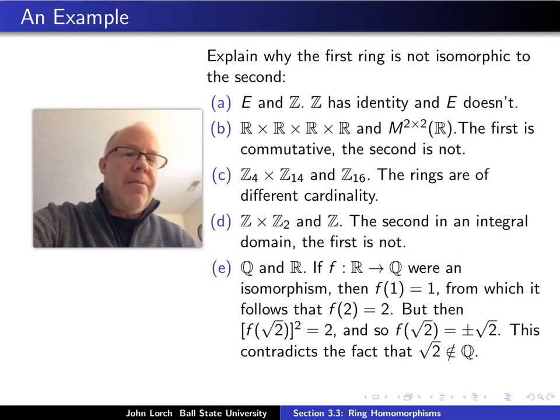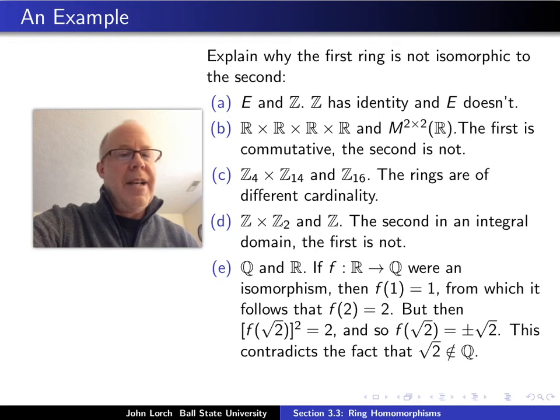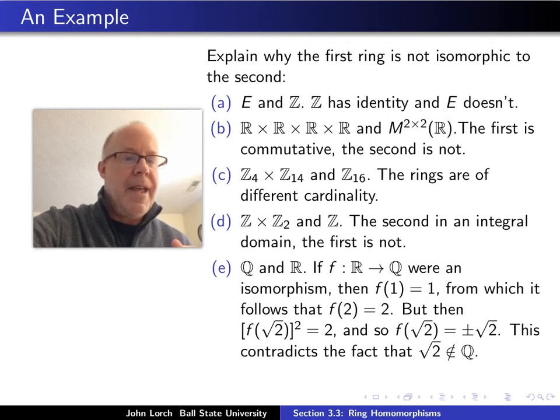Okay, part D, we have the ring of integers cross Z2 and the ring of integers. This one might cause us to think for a little bit. Remember that the second ring, the ring of integers, is an integral domain, meaning that there are no zero divisors. But the first ring does have zero divisors, and you might want to take a moment now and see if you can find a pair of zero divisors in Z cross Z2.